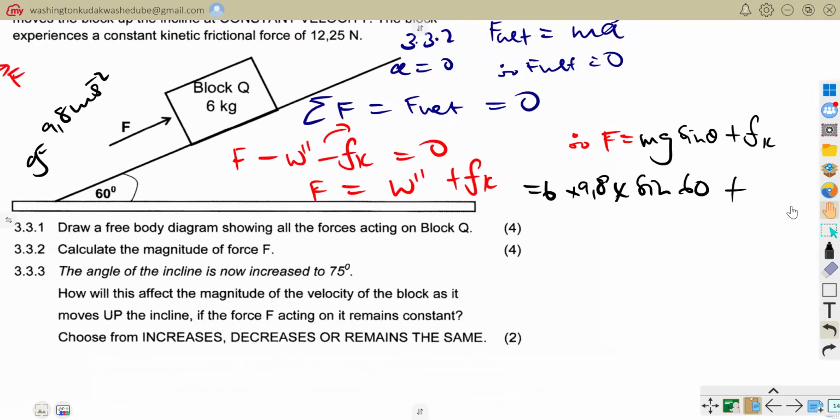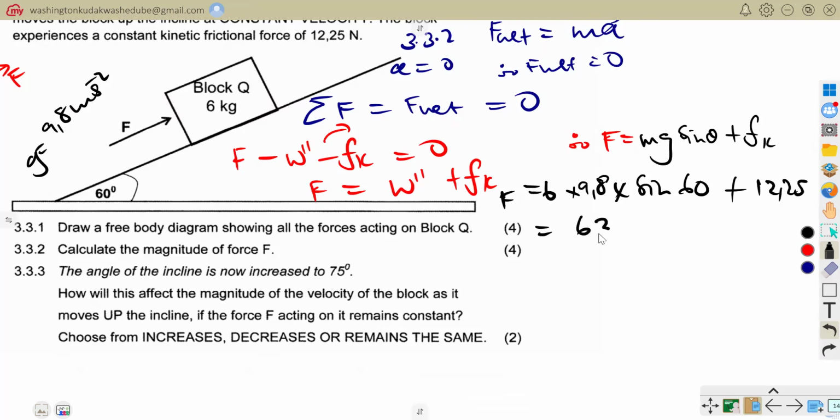That is the one that I use here. And then I would come and say plus 12.25 newtons. And then my F will now be equal to... Now I just need to determine, I will just come and say 6 times 9.8 sine 60 is equal to 50.922 plus 12.25. That will give me what?